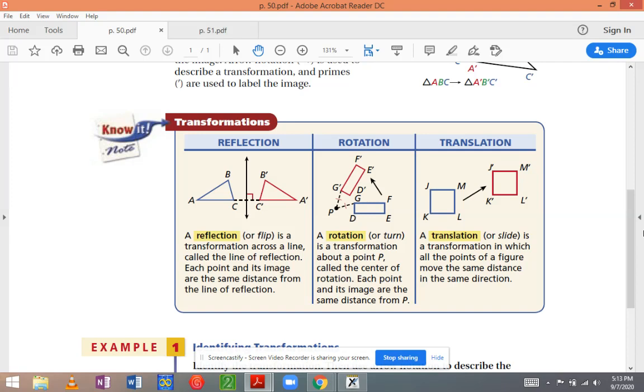If you look at that figure, A and A prime are the pre-image and the image. They're both the same distance from that vertical line. Likewise for B and B prime, they're both the same distance from that vertical line. And likewise for C and C prime, they are pre-image and image. They are both the same distance from that vertical line. So that's a reflection. It's also called a flip.